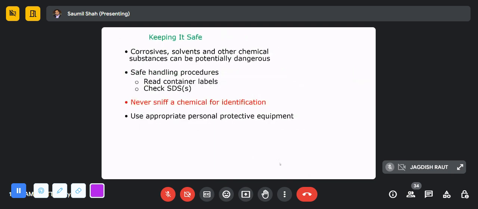Corrosive solvents and other chemical substances can be potentially dangerous. Safe handling procedures: read container labels, check SDS. There are many chemicals and solvents being handled at your location which are corrosive by nature. Whenever the corrosion property of the chemical is there, it is mandatory that you check the MOC and thickness of that line over a period of time.